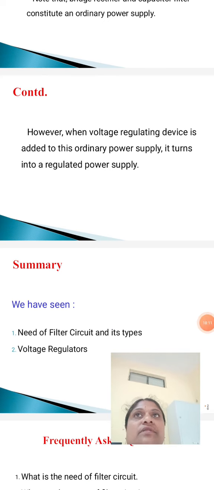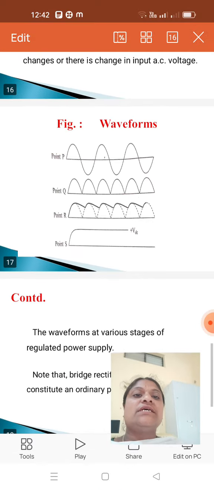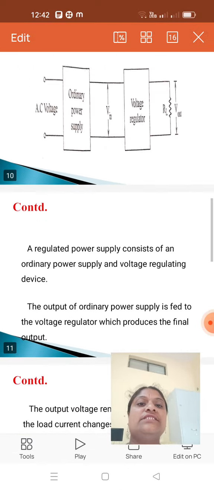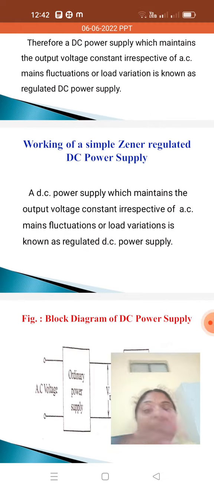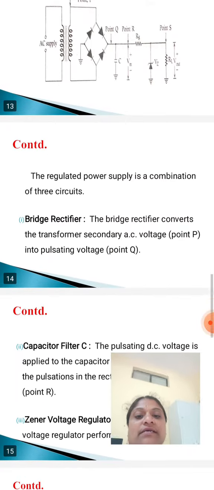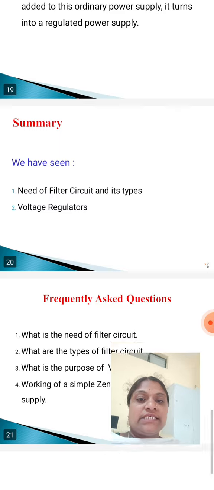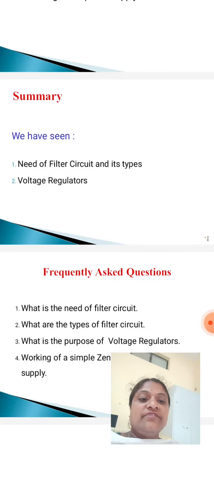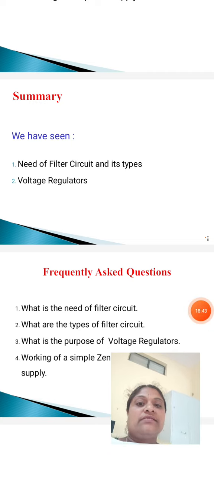Okay? Voltage regulator, working of Zener voltage regulator, simple Zener voltage DC power supply. Okay, completed. Next, summary of this presentation. We have seen the need of filter circuit and its types, and the second one is voltage regulators. These two topics are completed.